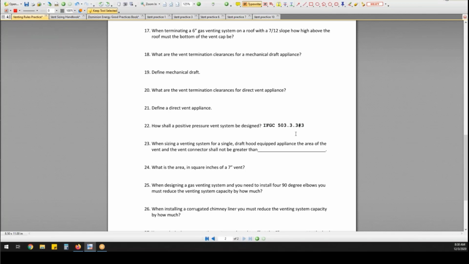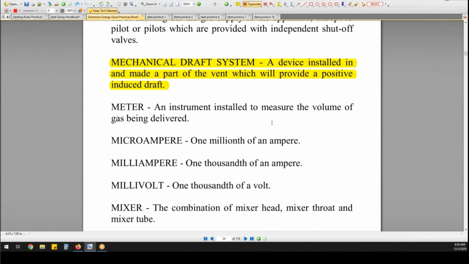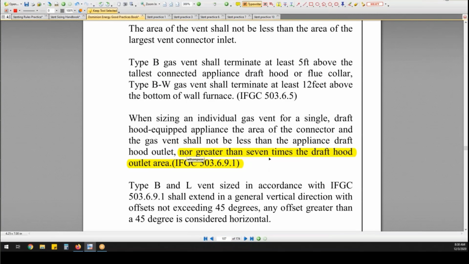503.3.3, what'd you find on that one? Oh, let's see. When sizing a venting system for a single draft hood equipped appliance, the area of the vent and the vent connector shall not be greater than 7 times the draft hood outlet area. Right there. No greater than 7 times the draft hood outlet area. When they're talking about the area, they're talking about the square inches of the opening.